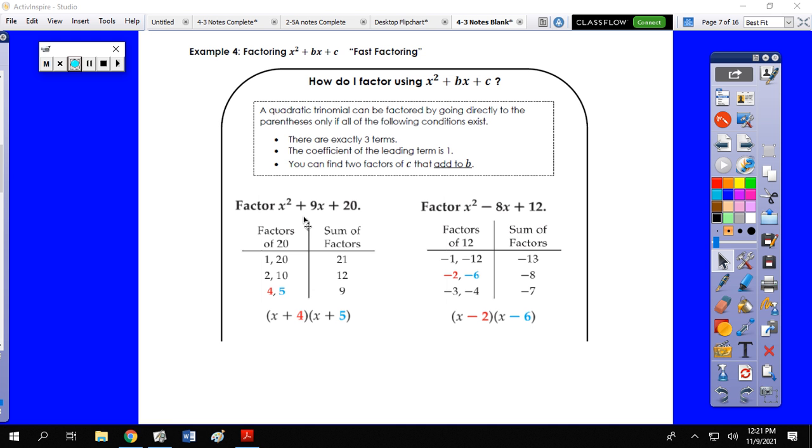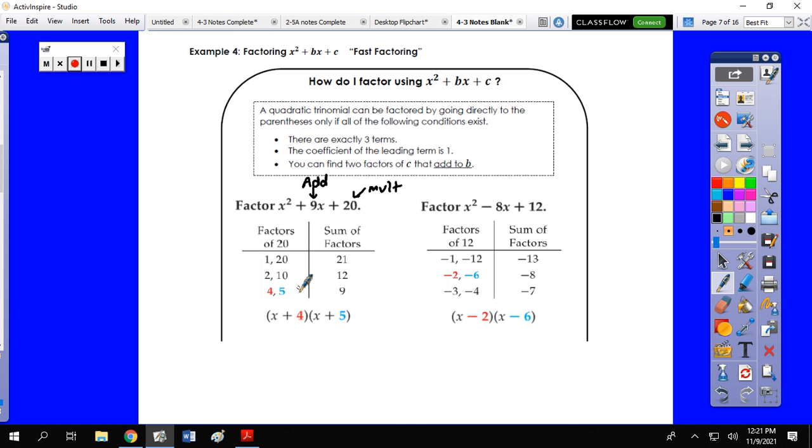So here's what we mean by that, okay? They need to multiply to 20 and add to 9. So there's only a certain number of sets of numbers that multiply to 20. 1 and 20, 2 and 10, 4 and 5. You've also got negative 1 and negative 20, negative 2 and negative 10, negative 4 and negative 5.